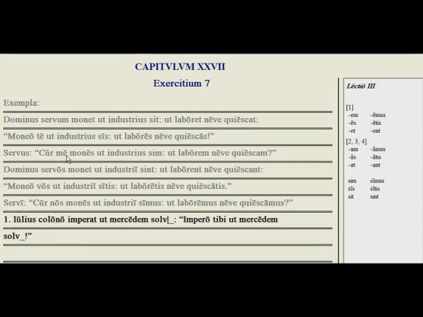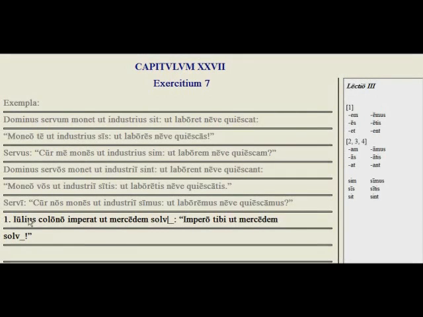The slave says, why are you warning me that I be industrious, that I work and that I not rest? The master warns his slaves that they be industrious, that they work and that they not rest. I warn you guys to be industrious, that you work and that you not rest. The slaves say, why are you warning us that we be industrious, that we work and that we not rest? So we see that warn can also take on an indirect command sense. I warn you, I command you, I order you to do this.